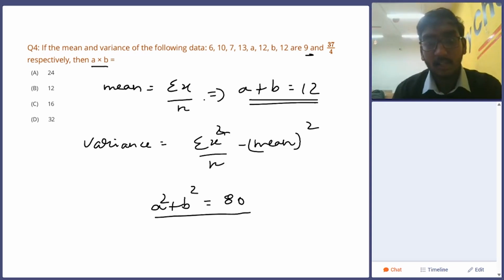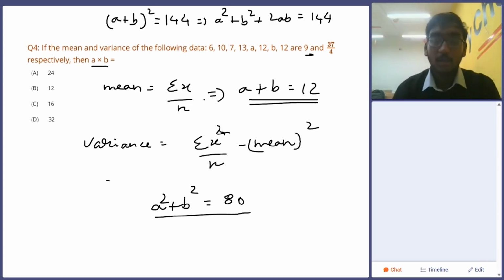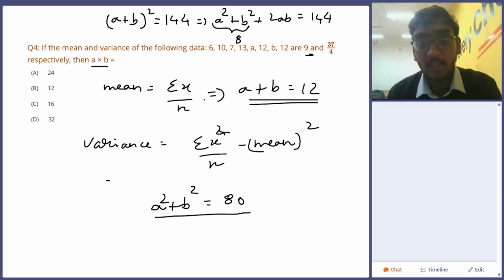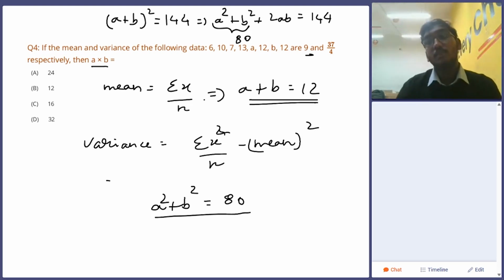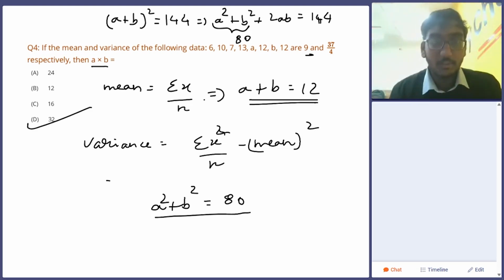Right? Why? Because by squaring this expression, that is a plus b is 12 means what? a plus b whole square will be 144, right? So that means what? a square plus b square plus 2ab will be 144. And you have already, using the variance formula, determined what is a square plus b square. That is found to be 80, right? So this is 144. That means what will be 2ab? 2ab will be 64 and ab will be 32. Okay. This will be the answer for this question. Okay. 32.